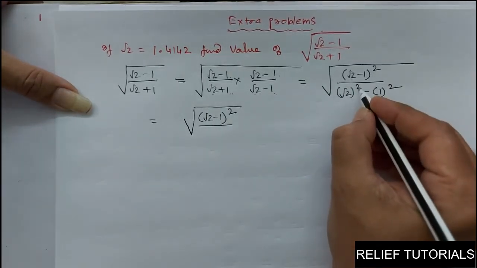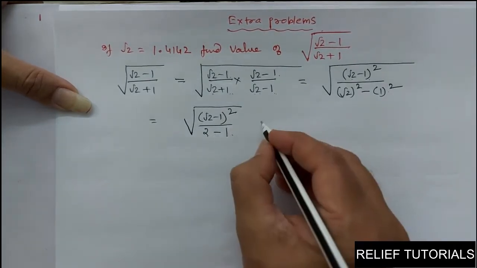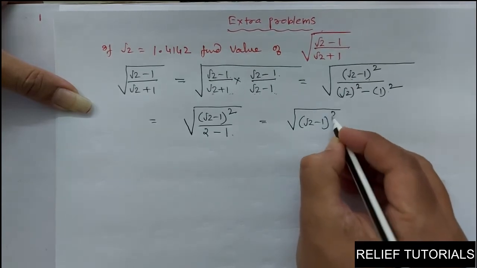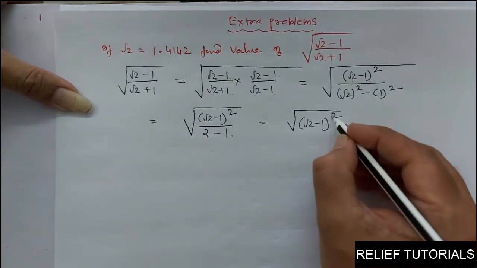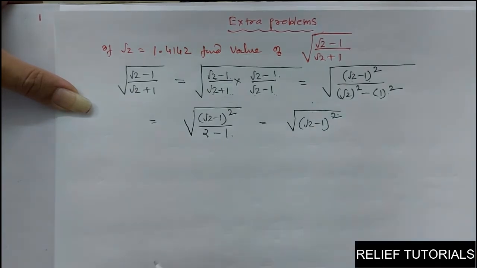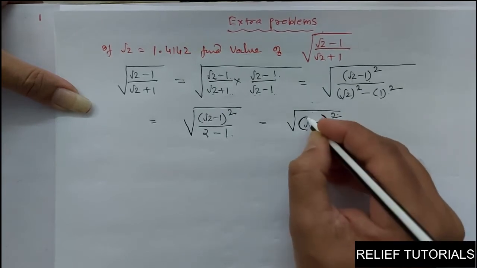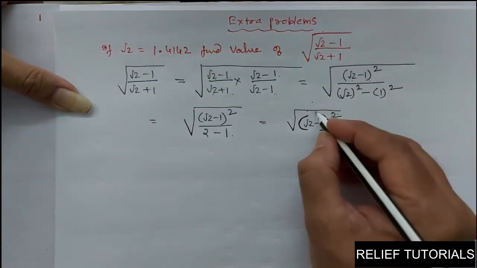Root 2 the whole square is 2, minus 1 square. So 2 minus 1 is 1. So what you will get here? You will get root 2 minus 1 the whole square upon 1, no need of writing. 2 minus 1 is 1. So now this square and this root will get cancelled. It is a whole square, that's why. If it is a whole square, then only it will get cancelled. So this root and this square will get cancelled.